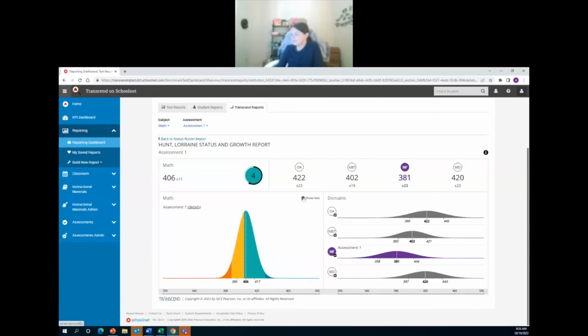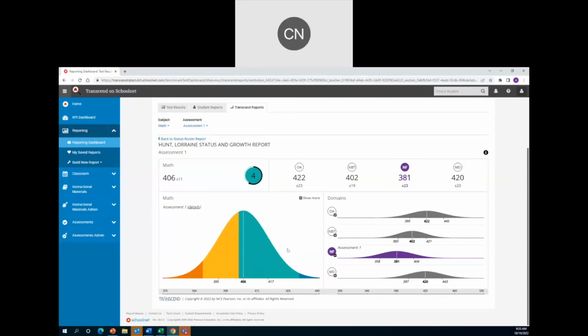Let's see, trying to remember if there's other things. There's the eye icon here. Caleb, can you think of other things I might want to touch base on for this particular report? I don't think on that screen. I think it's just drilling down to the item mapping from here.